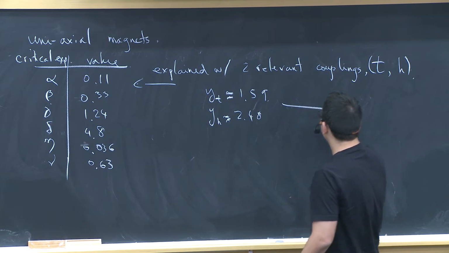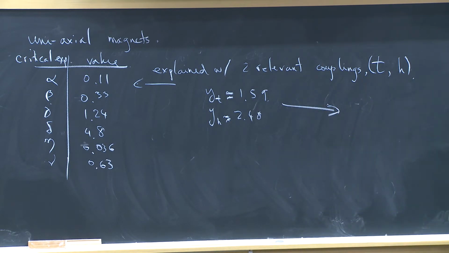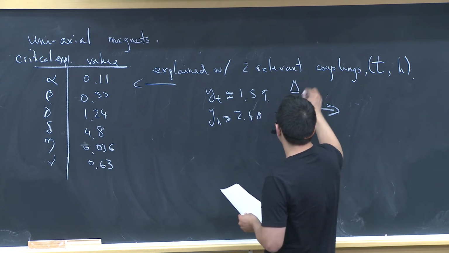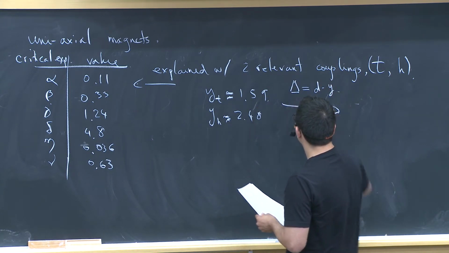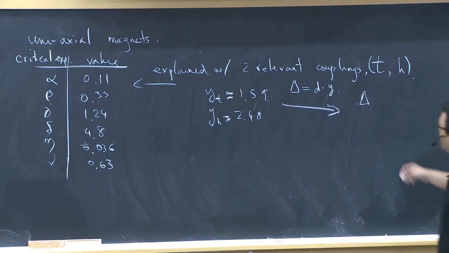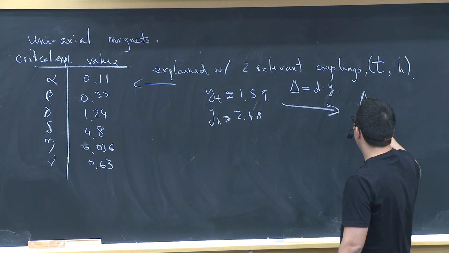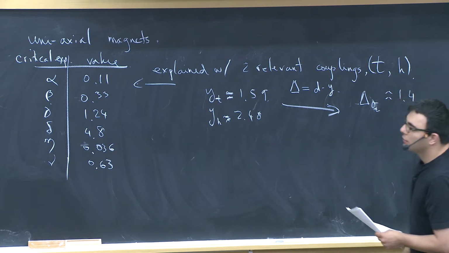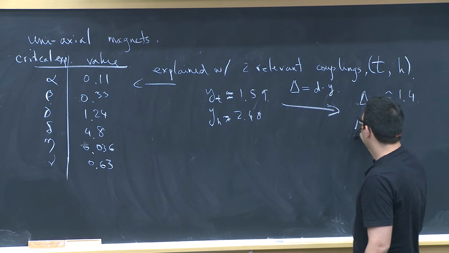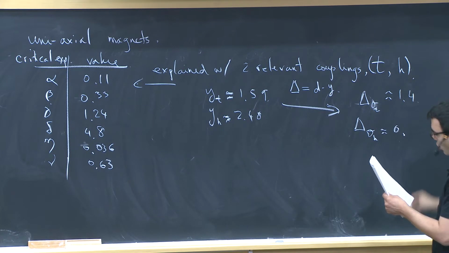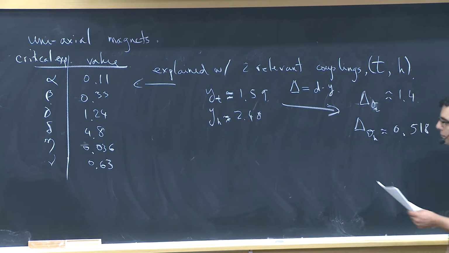And I claimed, but I didn't show yesterday, that the values of the couplings are related to the scaling dimensions of the operators that multiply the couplings in the Lagrangian. And the relation between them is that the dimension of the operator is d minus y. So that implies that this critical point is described by a CFT, where there's an operator associated to t, let's call it O_T, of scaling dimension approximately 1.4. This is in 3 dimensions. And there's another operator associated to H, let's call it O_H, with scaling dimension approximately 0.518. Okay?